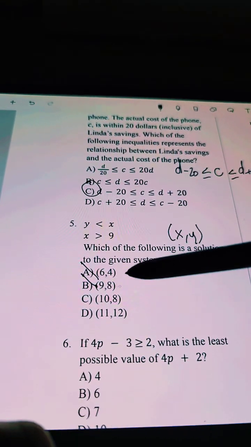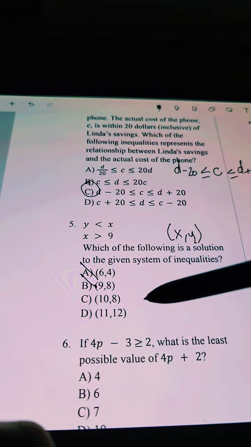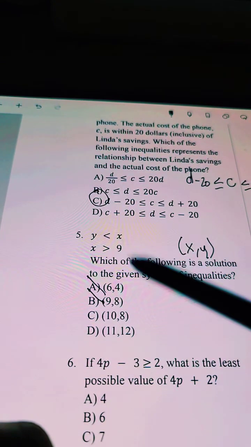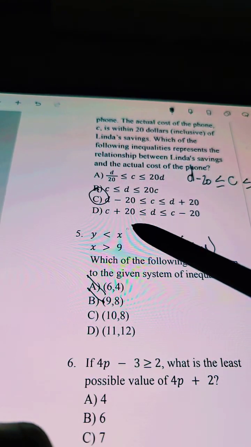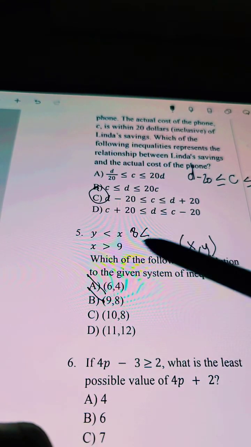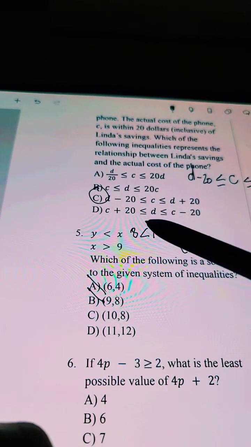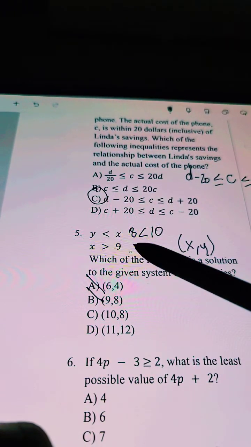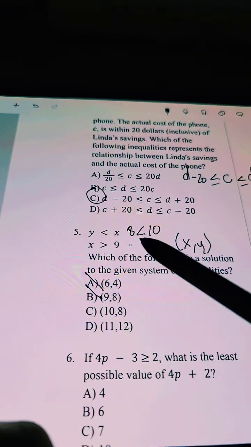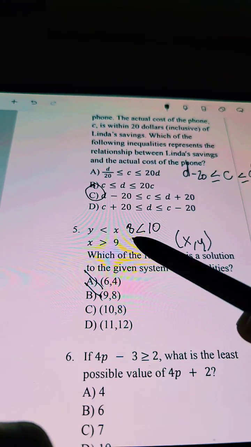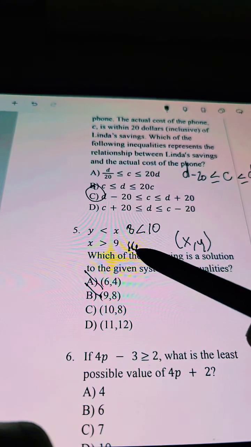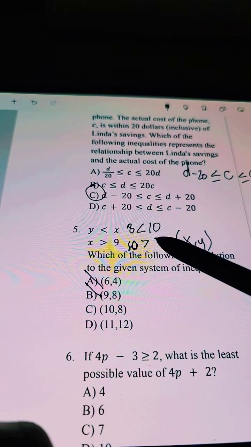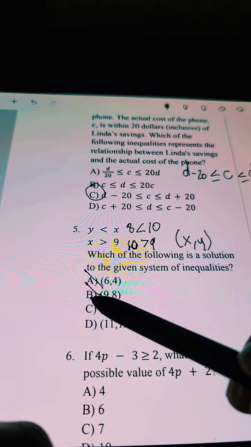So now what we're going to do is we're going to say, okay, it's between C and D. So now let's plug in. So for C, our y value is going to be 8. And then our x value is going to be 10. 8 is in fact less than 10. So let's try it for the other one. Well, we already did the other one, but I'll just show you anyway. 10 is greater than 9. Yes, that checks out.